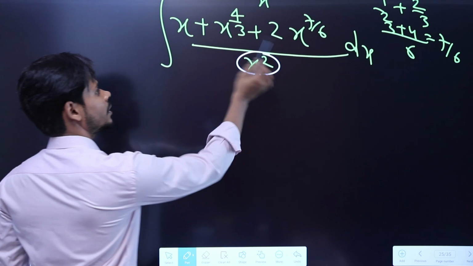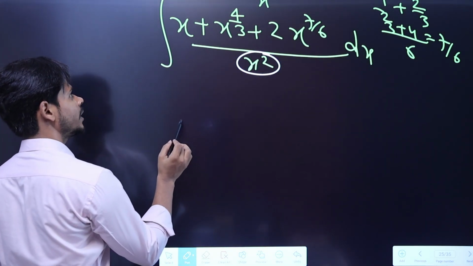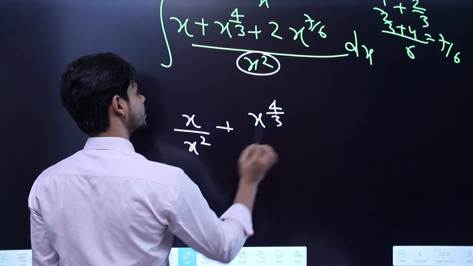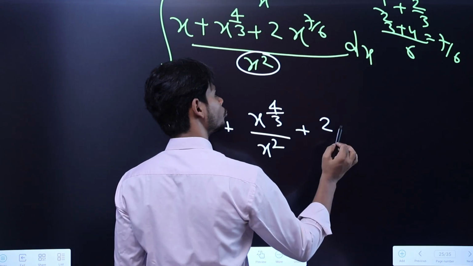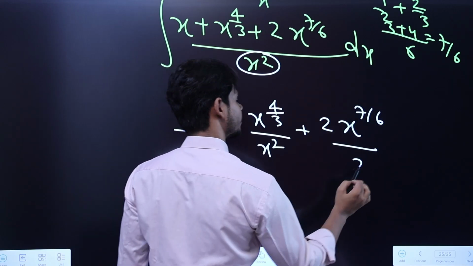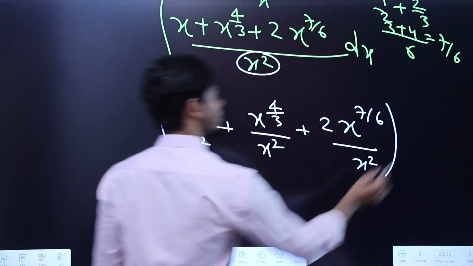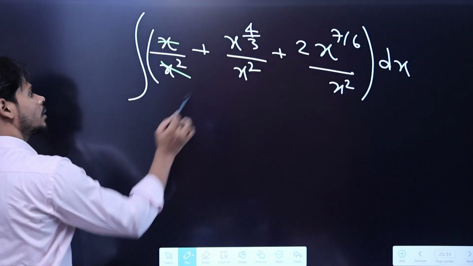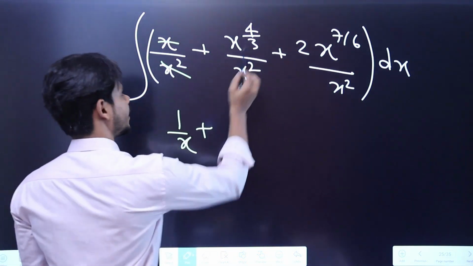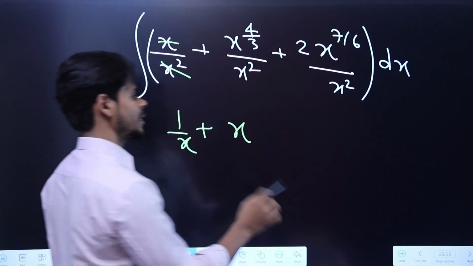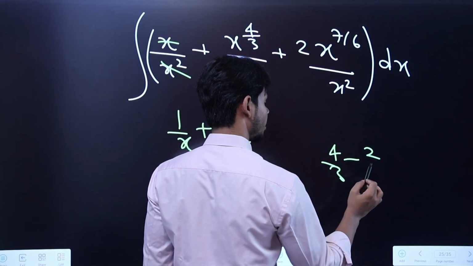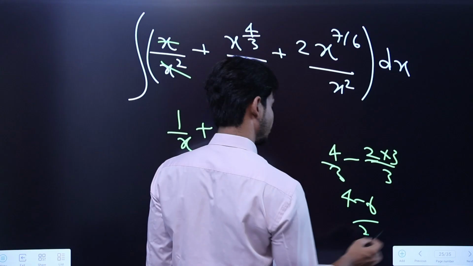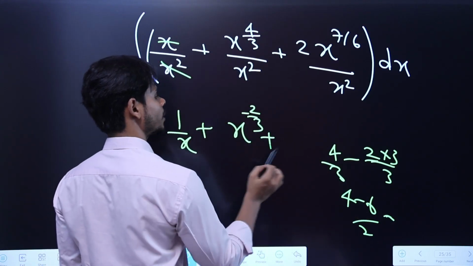send this x square to the denominator of each term, so it will become x divided by x square, then plus x raised to power 4 by 3 divided by x square, then plus 2 x raised to power 7 by 6 divided by x square. And now again let's solve this, then we will be able to find the integral, right? So here it will be 1 by x, and here x raised to power 4 by 3 minus 2, right? Minus 2. To make the denominator the same, let's multiply by 3. So it will become 4 minus 6 divided by 3, so minus 2 by 3, then plus 2 as it is.